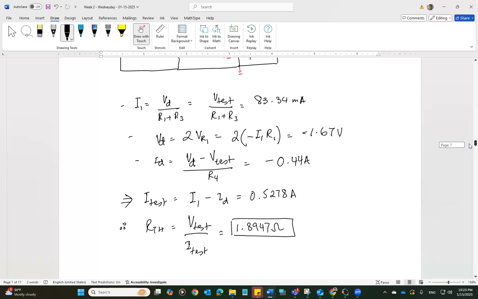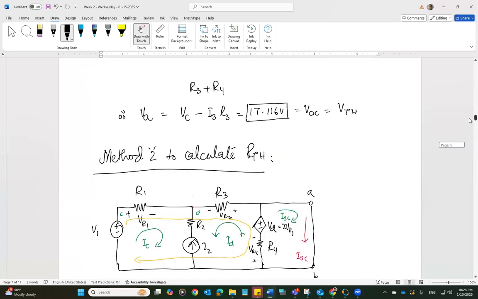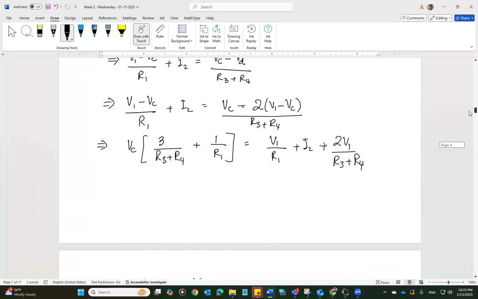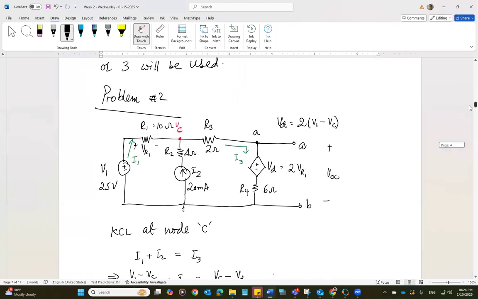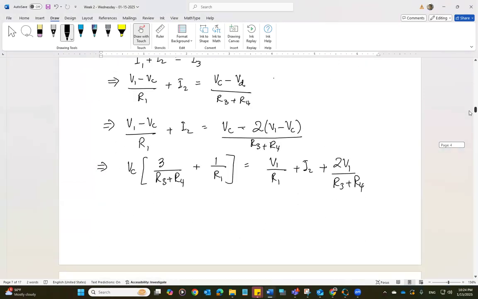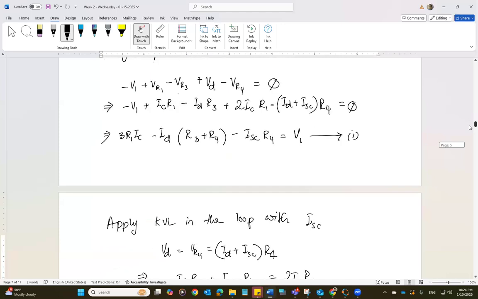So this is how you do it if you have dependent sources in the circuit. Remember, anytime you have a dependent source in the circuit, open circuit voltage will be found exactly the same way as you did in method number 1. However, for R Thevenin, you cannot use method number 1 if you have dependent sources. If you do, your result is going to be incorrect. You're going to lose points, of course, if it is an assessment. So you must use method number 2 or method number 3 in order to calculate R Thevenin.